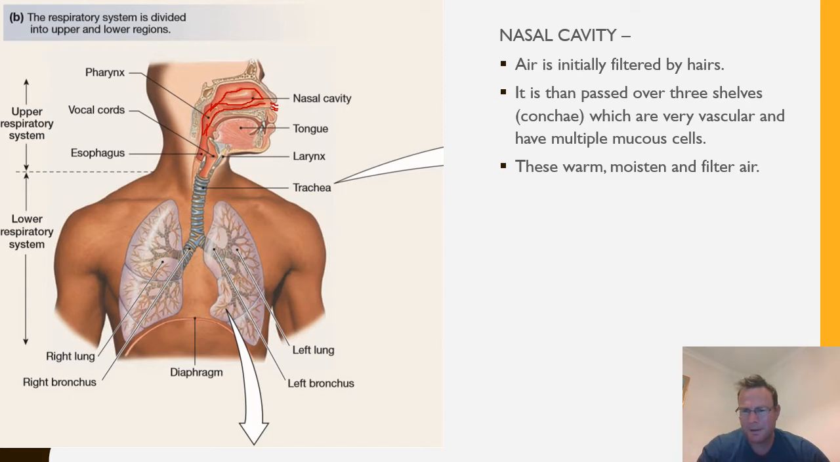Because if you think, one of your bits of research would have identified that we have something like 600 million alveoli, so they must be incredibly minute, so quite vulnerable to damage and really extreme changes in temperature. So that process of preparing the air, filtering out particles, is really important for our respiratory health.